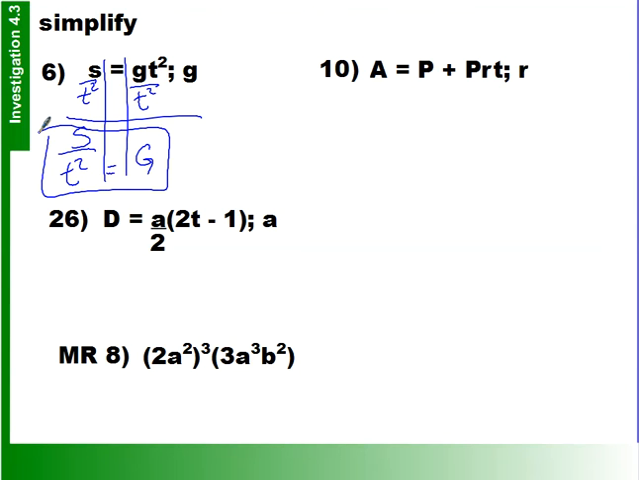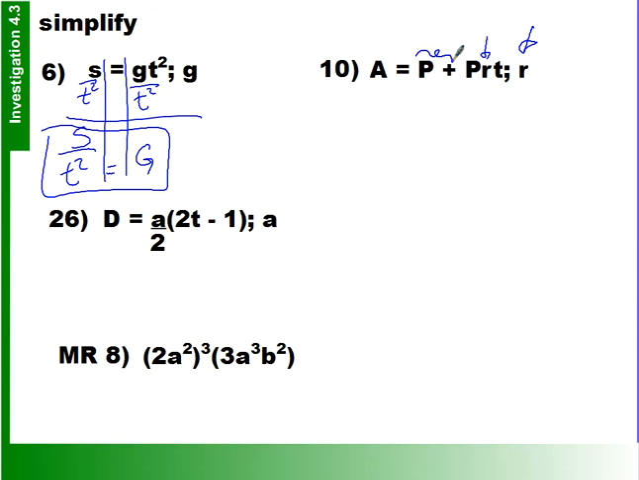Not too bad, really. For question 10, we have the amount is equal to the principal plus the principal times the rate times the time. And we want the rate by itself. Well, what's the opposite of multiplying r by p and t? Dividing r by p and t. But wait a second, we still have this plus 1 here.